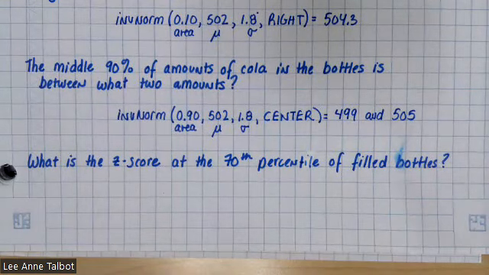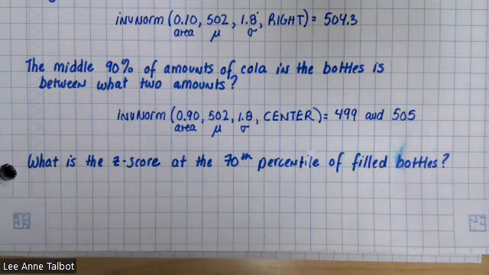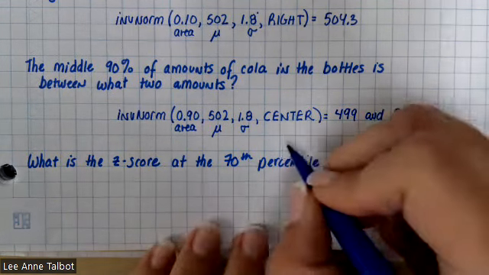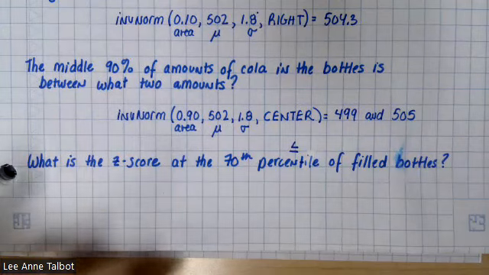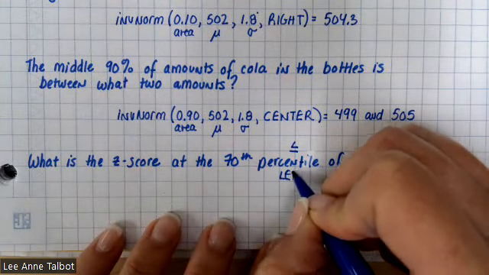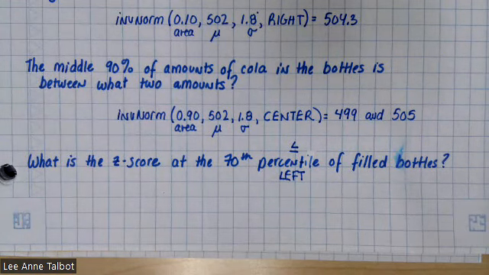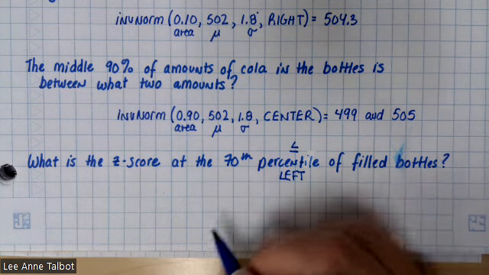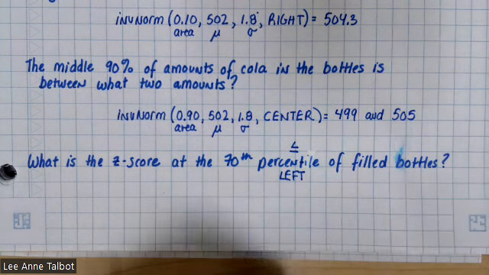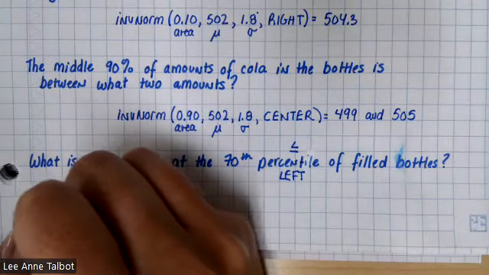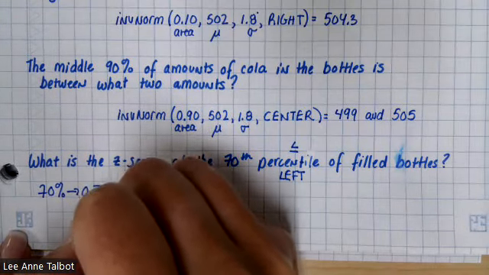Okay, last one. What is the z-score at the 70th percentile of filled bottles? Last problem of the day. Okay, let's pick this apart step by step. What does percentile mean? Perfect. Less than or equal to. Great. Okay, so we know that that means we're going to do left, which is just a great relief for those of you that have an older calculator. Okay, 70th percentile. What is the decimal for 70th percentile? 0.70. Beautiful.